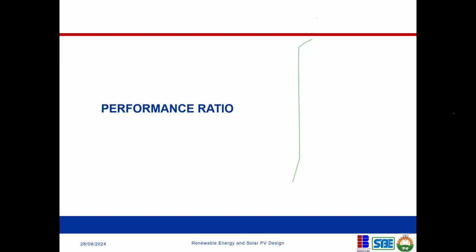Remember when I talked about standard test condition? Solar panels come at a certain rating, which is called the standard test condition. Now, when you install this solar panel, the real performance of this solar panel compared to that standard test, so the deviation from that standard test condition, is what we call performance ratio.